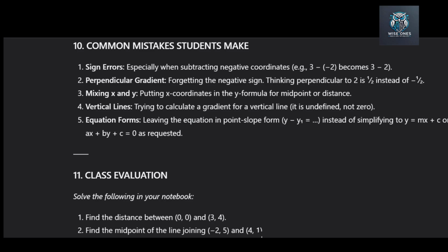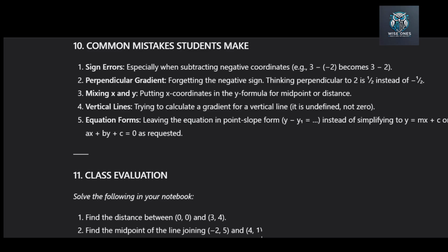Mistake number 2, perpendicular gradient. Forgetting the negative sign. Thinking perpendicular to 2 is 1/2 instead of negative 1/2. Correction. Remember to change the sign. Flip and change sign. Mistake number 3, mixing x and y. Putting x coordinates in the y formula for midpoint or distance. Correction. Keep x with x and y with y.